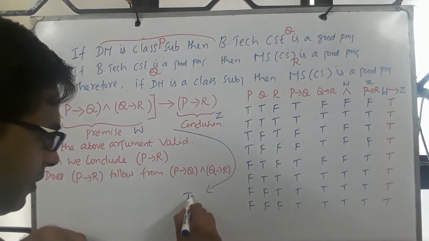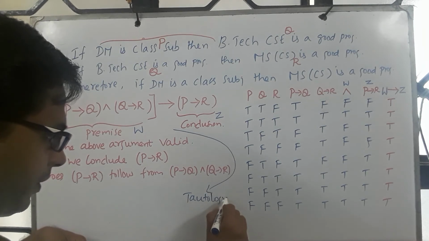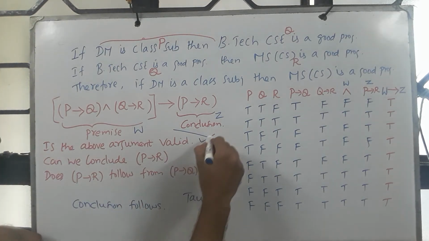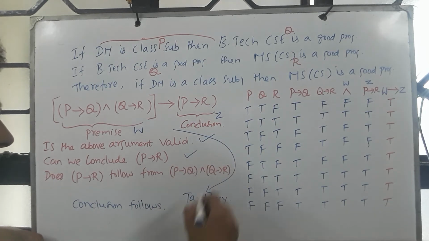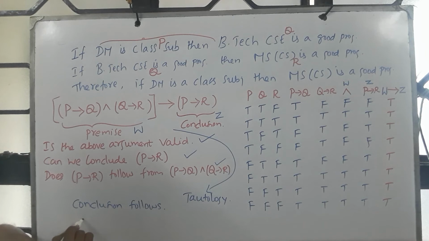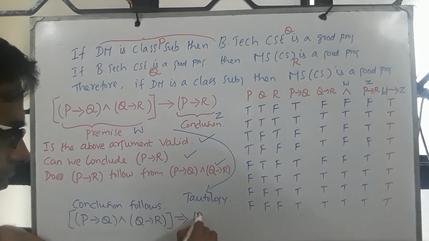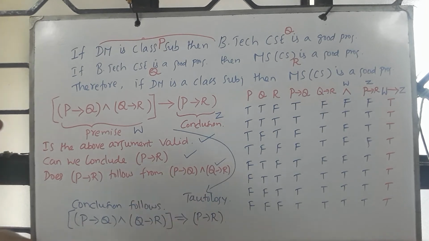This one is a tautology, which means the conclusion follows. The above argument is valid. Can we conclude? Yes. The answer is yes to all of them. So I can say P imply Q and Q imply R logically implies P implies R.